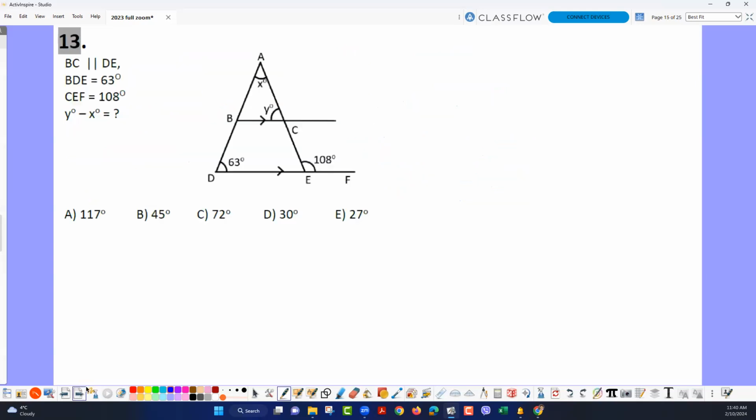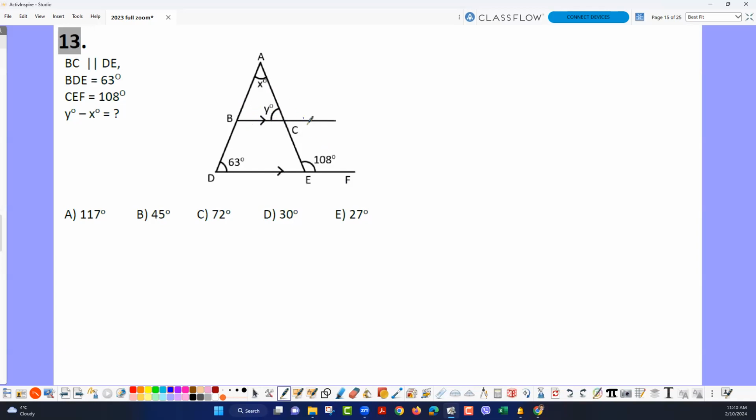Okay, let's continue with the 13th question. The 13th question is our parallel line and triangle question. You know, the sum of the interior angles in a triangle is 180 degrees. This is the first one.